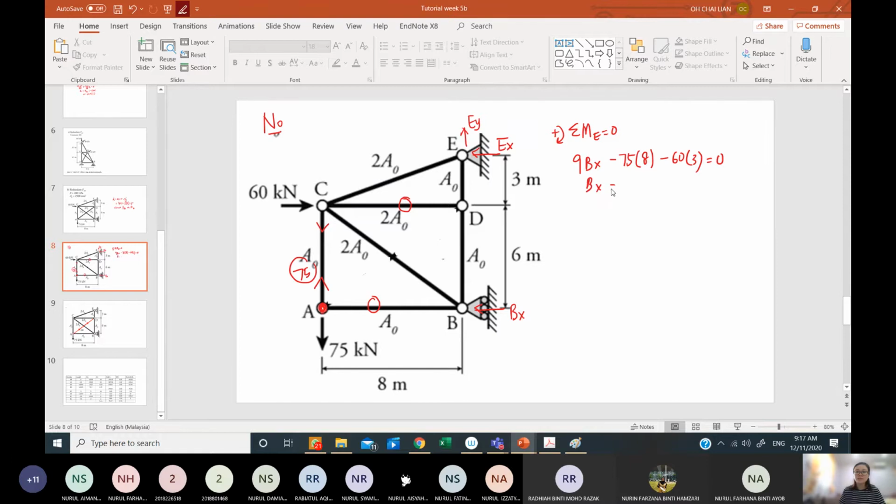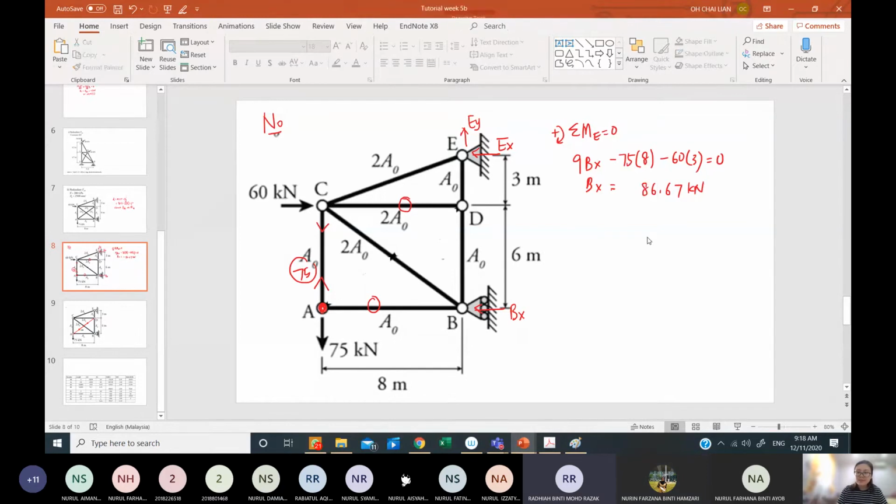So what is my Bx? Okay, can you help me? What is my Bx? Negative 86.67. Oh, very long. Okay, 86.67. But I don't actually like it negative, so I would like to change my Bx. Wait, it should be positive. I forgot to change it.